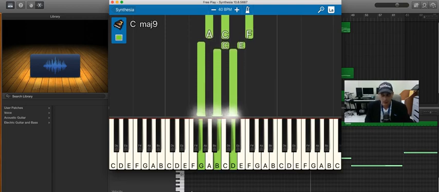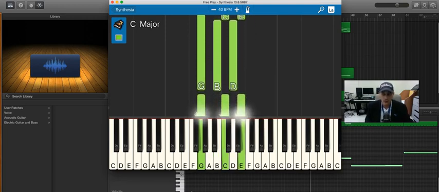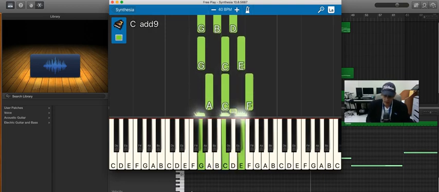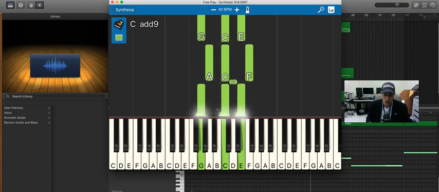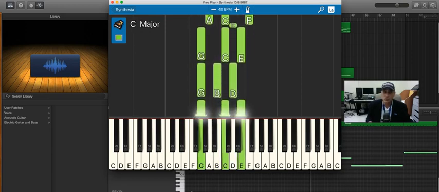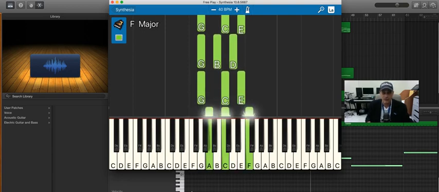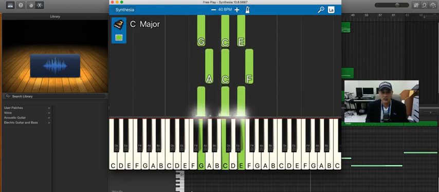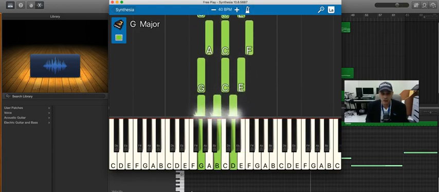Going to the out chorus now. 1, 2, 3, 4. F, 2, 3, 4. C, 2, 3, 4. G, 2, 3, 4. C, 2, 3, 4. F, 2, 3, 4. C, 2, 3, 4. G, 2, 3, 4.